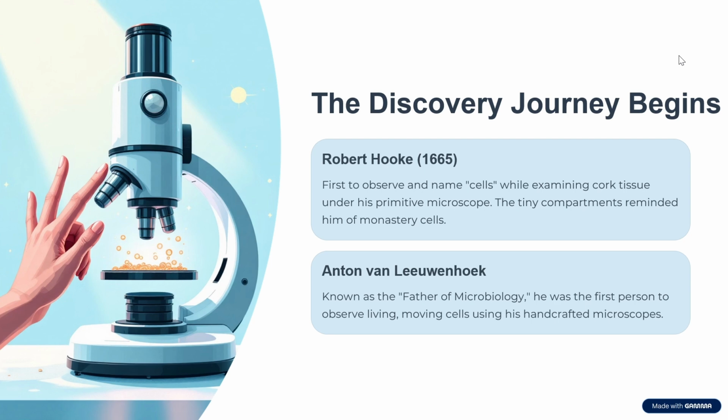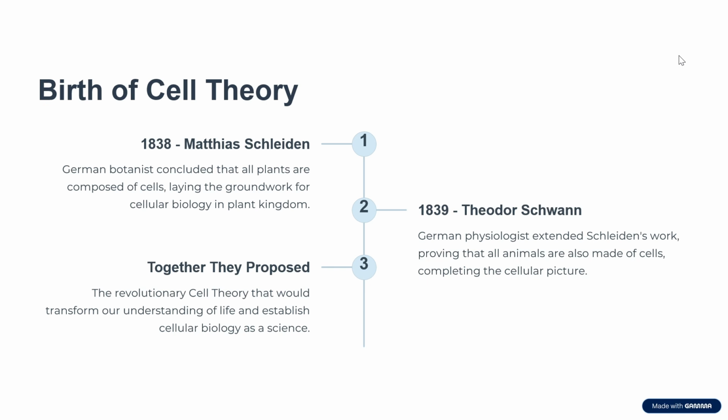What about the living cell? Then another scientist comes, Sir Anton van Leeuwenhoek. He made his own microscope and saw living moving cells. That's why he is called the father of microbiology. Now let us see where the birth of cell theory began.